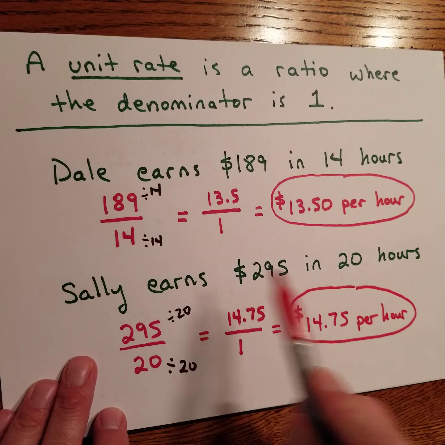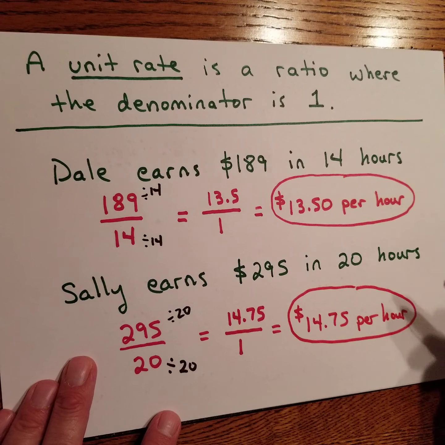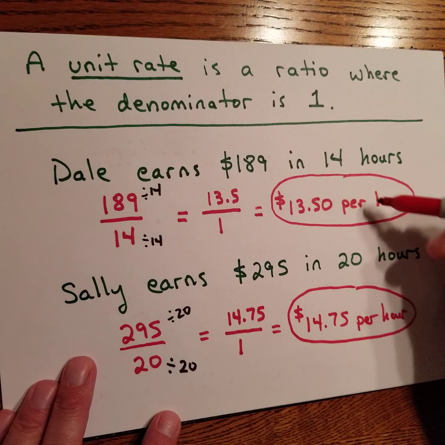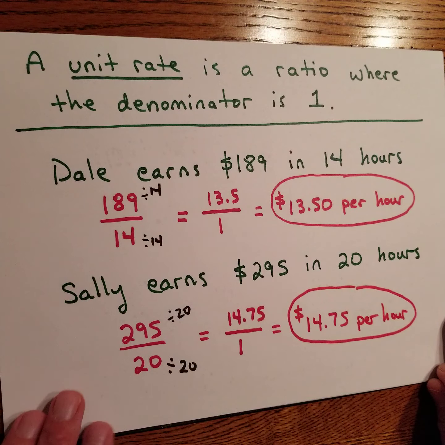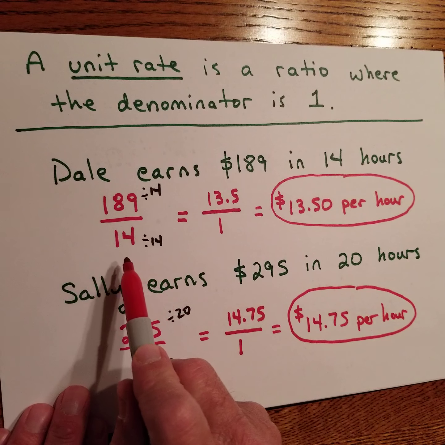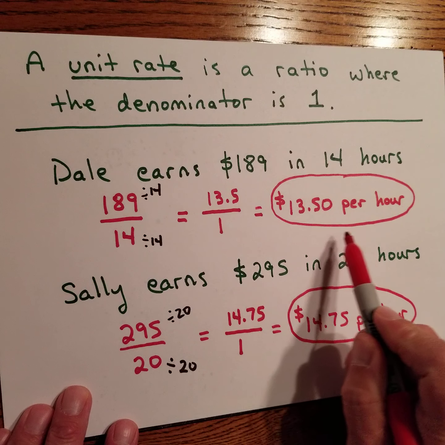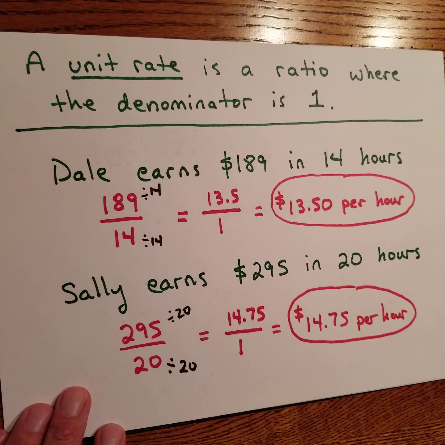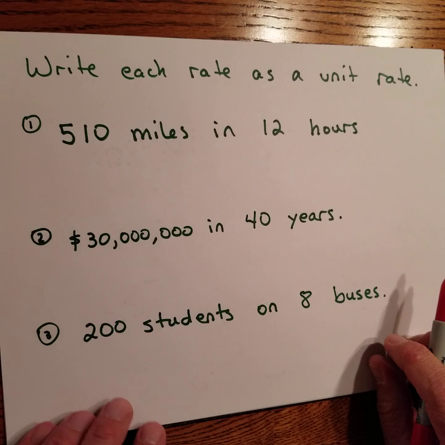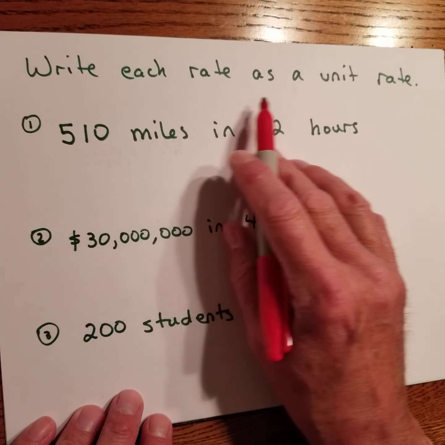Difficult to compare their wages from the original problem, but when we turn them into unit rates, very easy to compare who's making the better wage per hour. When you work these as homework problems, you write down the ratio, turn it into a unit rate, then rewrite it, explaining the units here at the end. Here's a couple of nice examples that look very much like your homework problems. Write each as a unit rate.